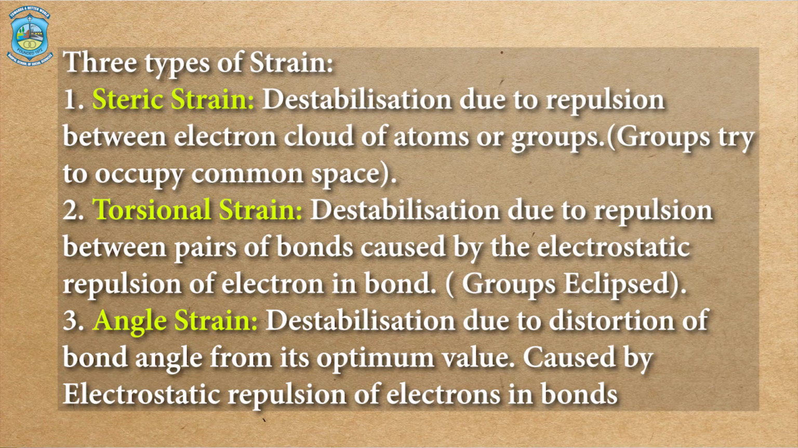And the third kind of strain is angle strain, which is sometimes called Baeyer strain when we study cycloalkanes. Angle strain means that if there is distortion from the normal bond angle, or I can say normal dihedral angle, then the molecule experiences angle strain, and this is especially in the case of cycloalkanes, which we are going to discuss later. So, these 3 types of strain cause instability in the molecule or in the structure.